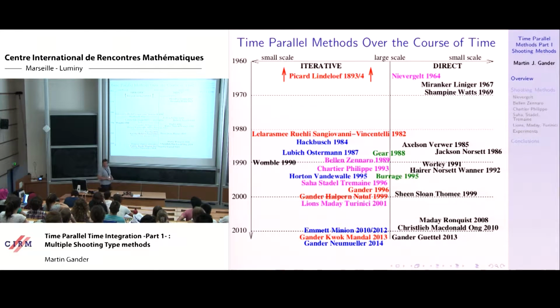Now I said there are 4 colors. It's not quite true. There is a 5th color. Did you identify the 5th color? The 5th color is review papers on this subject.